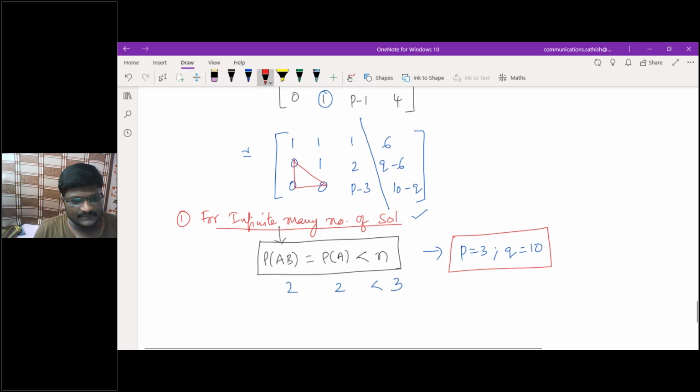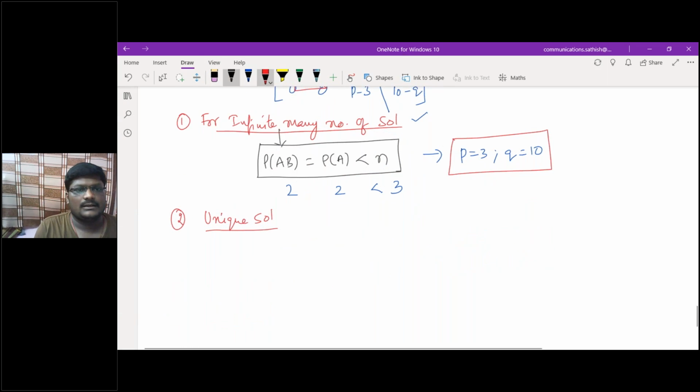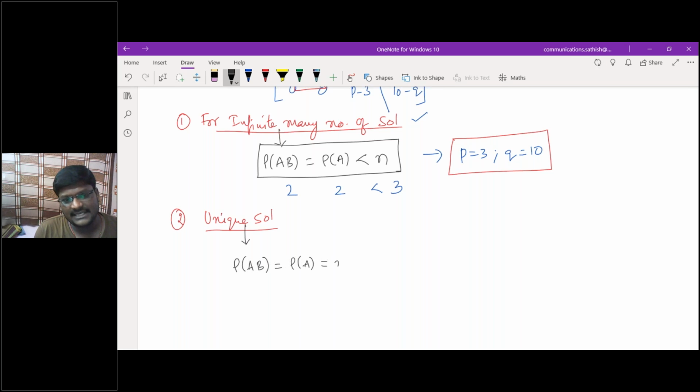Can you give me the values of P and Q for a unique solution? If P is not equal to 3 and Q is not equal to 10, it has a unique solution, sir. So for a unique solution, rank of AB is equivalent to rank of A. That must be equivalent to N only, na?